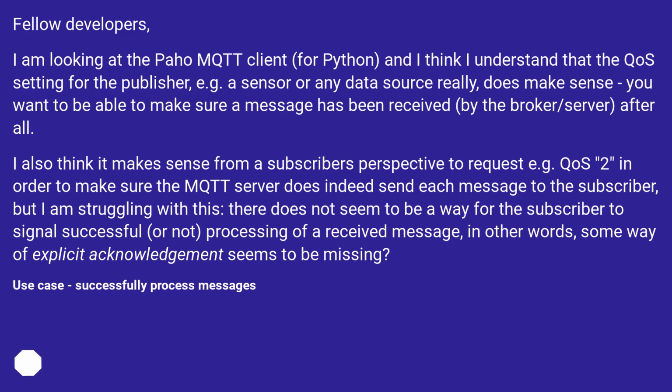I also think it makes sense from a subscriber's perspective to request, for example, QoS 2 in order to make sure the MQTT server does indeed send each message to the subscriber, but I am struggling with this. There does not seem to be a way for the subscriber to signal successful, or not, processing of a received message. In other words, some way of explicit acknowledgement seems to be missing.